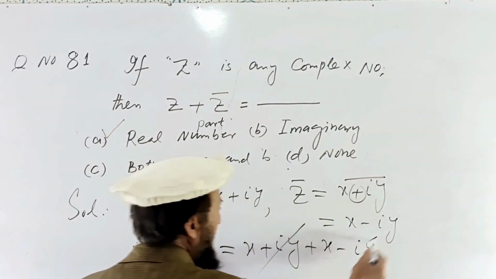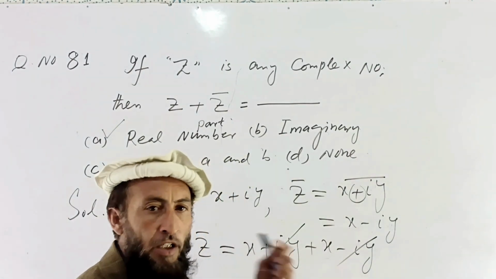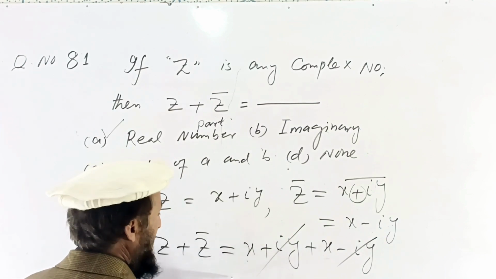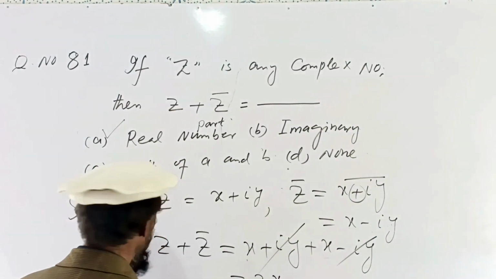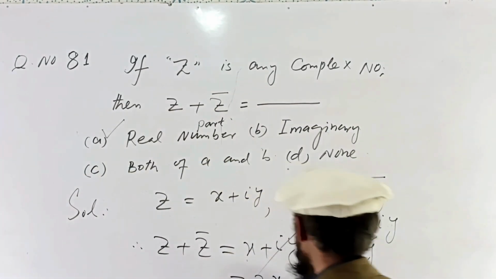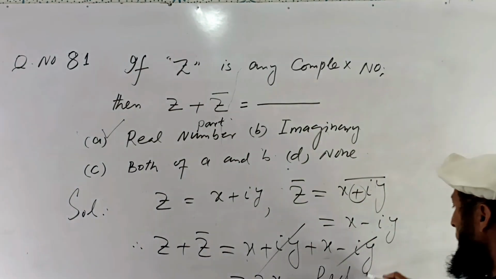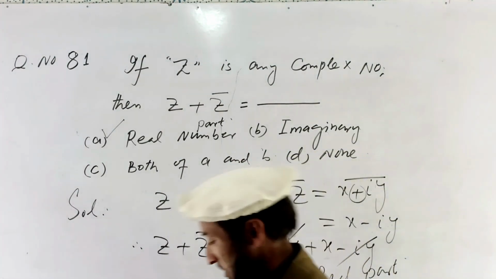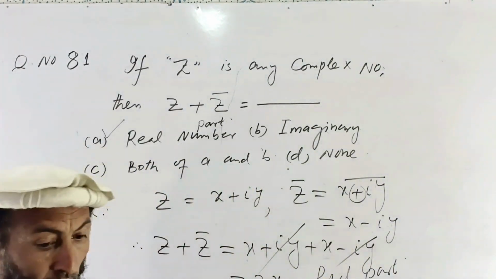Both are cancelled. One is positive, one is negative, so minus iota y plus iota y is equal to 0. X plus x we get 2x. 2x is the real part. So the correct answer is part A.